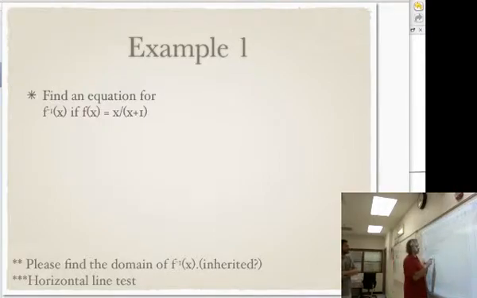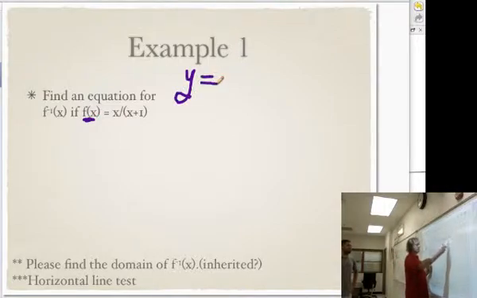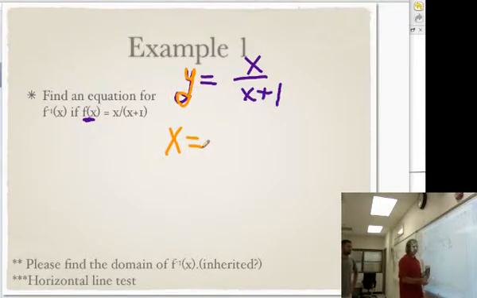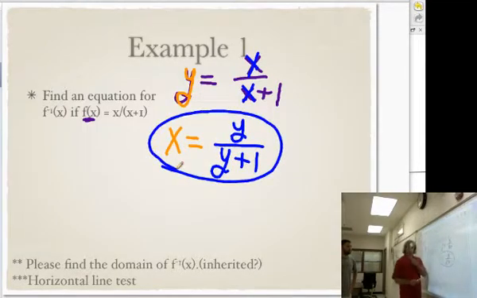So if our function is x over x plus 1, let's treat f of x as if it were a y. And y equals x over x plus 1. In order to find the inverse of this, anywhere that we see a y, we're going to replace it with an x, and anywhere that we see an x, we're going to replace those with y's. And then we solve this equation for y.